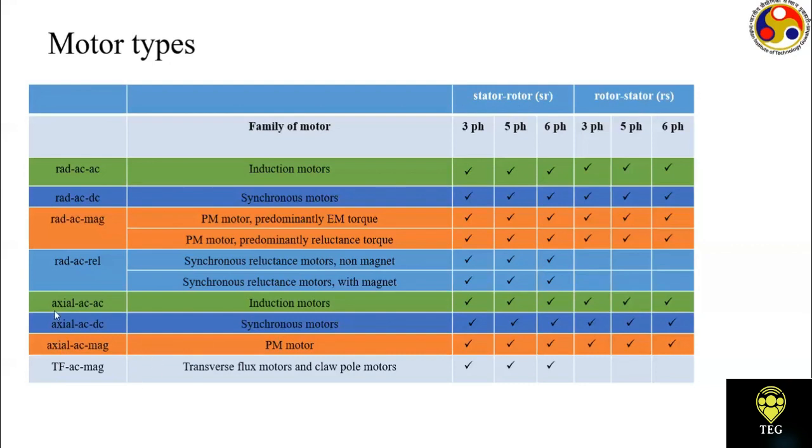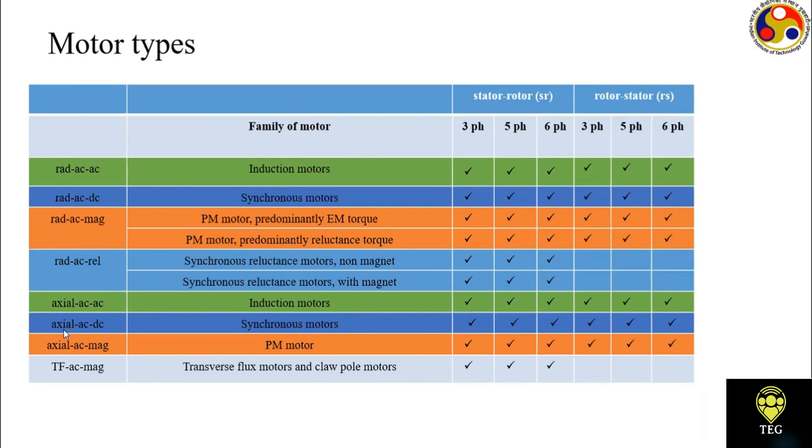Similarly, you can have axial flux direction, and you can have an AC excitation on the stator and also on the rotor. So these are axial flux induction motors. You can have inner rotor configuration, you can also have outer rotor configuration, and you can have 3, 5 and 6 phases for both the inner rotor and the outer rotor configurations.